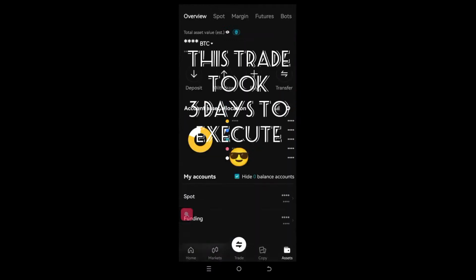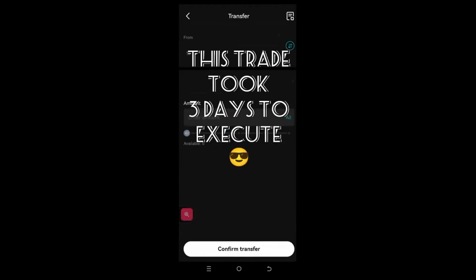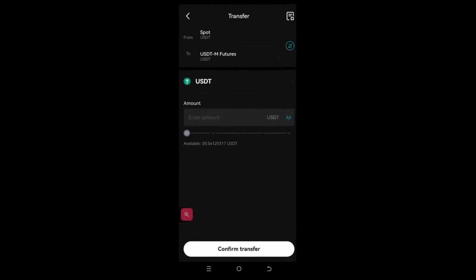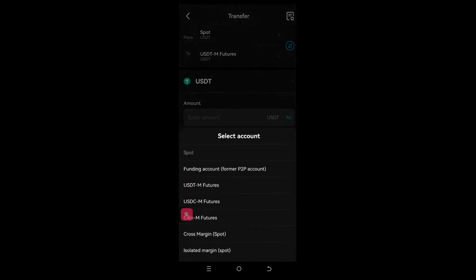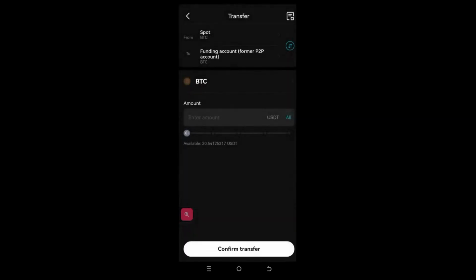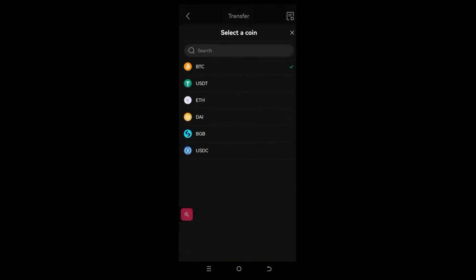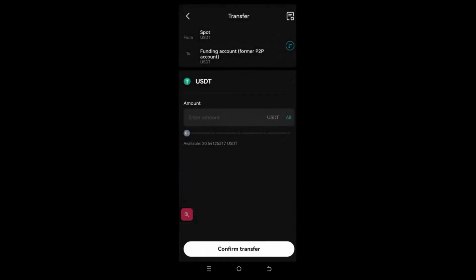Yeah, this trade took about 3 days, 3 days waiting for it, but that's fine. We are happy that eventually, let me change this to funding up here. Okay, yeah. So we're happy that eventually it's out, and now we can go pursue other trades.